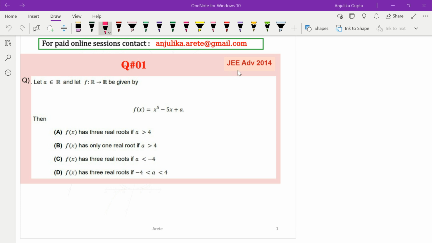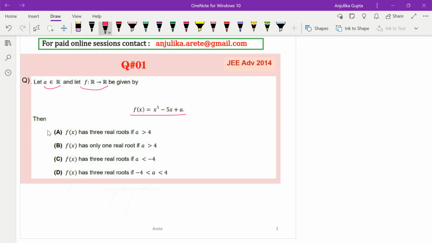Let's see this question from JEE Advanced 2014. A is a real number and f is a function from real numbers to real numbers. This function is a fifth degree polynomial. So what do we know about a fifth degree polynomial? That it can have at most 5 real roots.